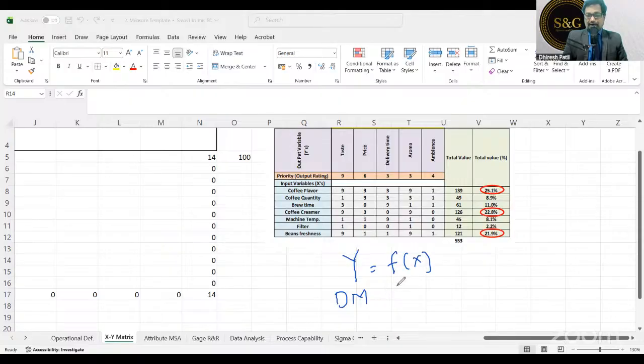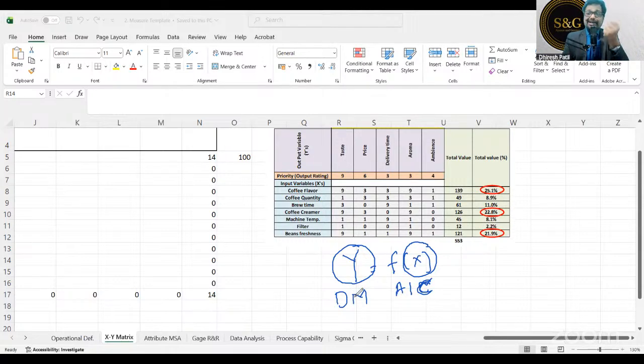So, understand this. In define and measure phase, we only focus on our output variable. In analyze, improve and control, we focus on input variable X. Y is the output and X is the input variable. So define and measure, we only focus on Y, the output.